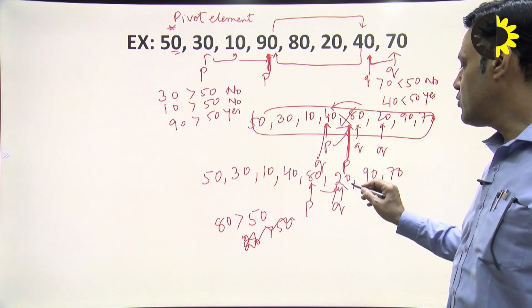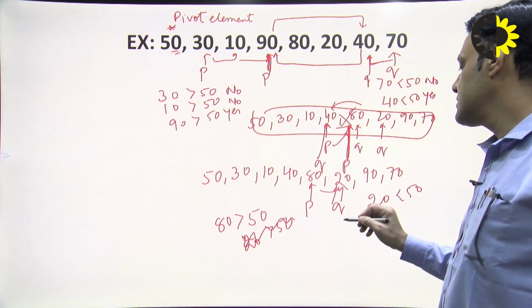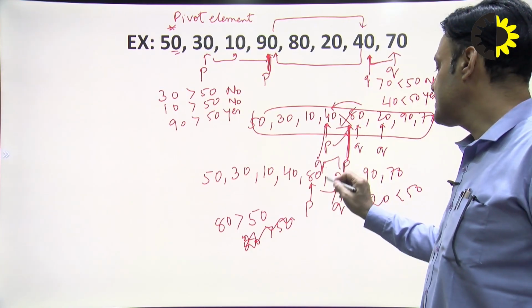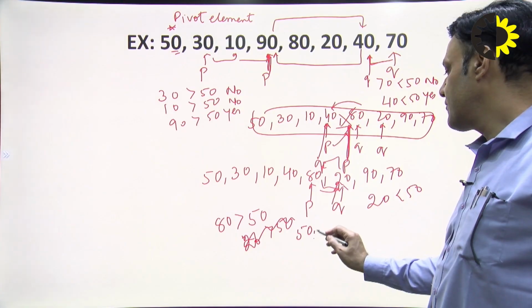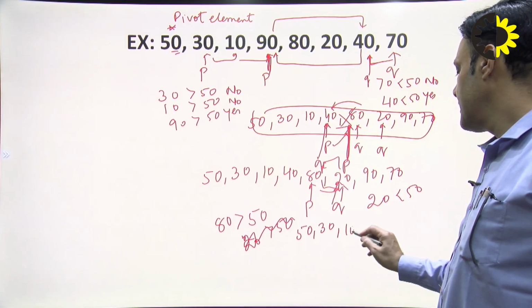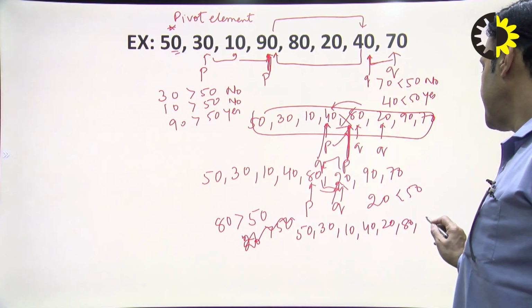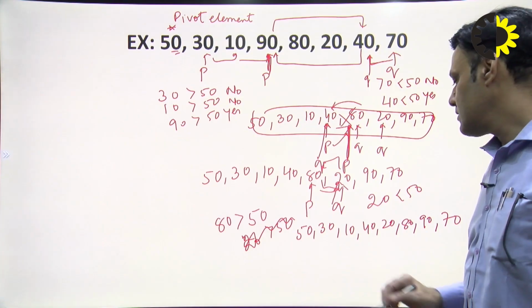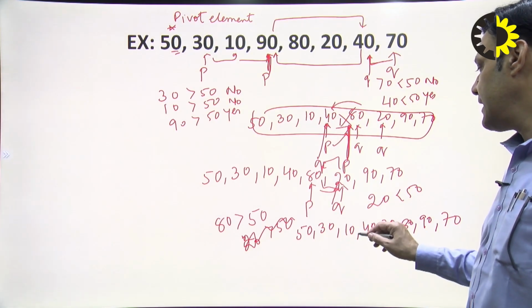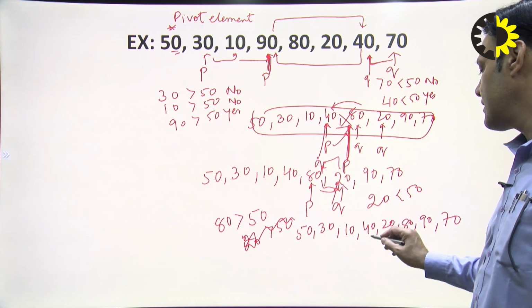Now we will check Q. Is 20 less than 50? Yes. Q will stop here. Then we will interchange these values. So after interchanging, we will get 50, 30, 10, 40, 20, 80, 90, 70. Right. Now all the elements which we have just changed here, 40, na? 40 will come here, 20 will come here.